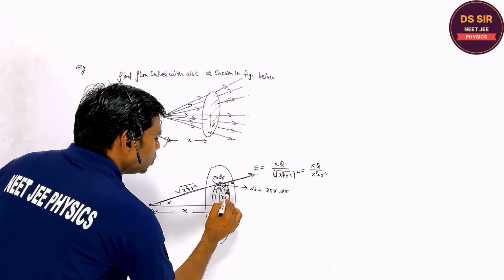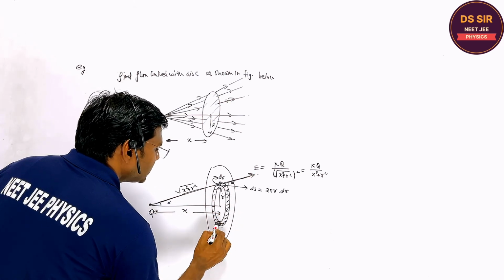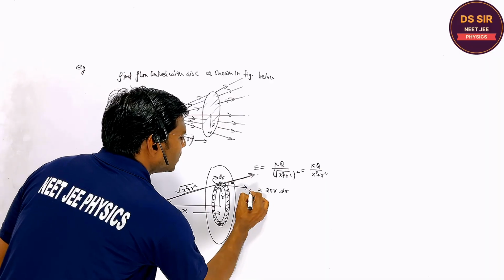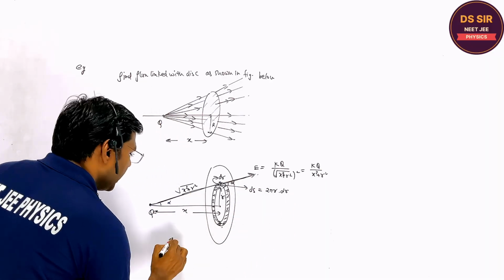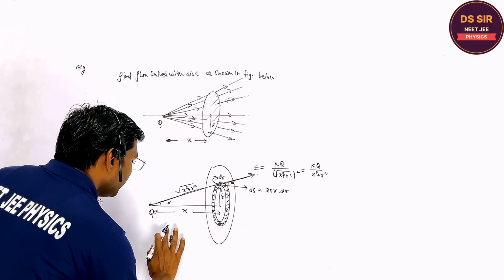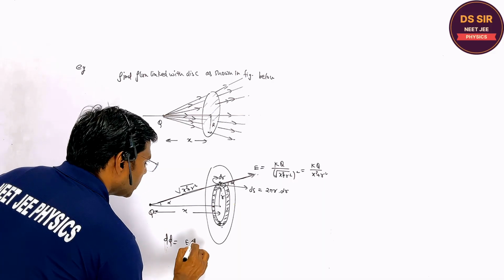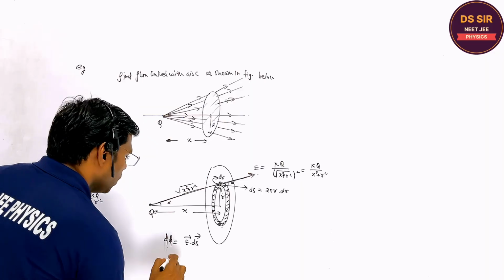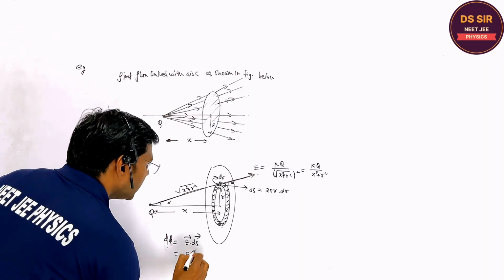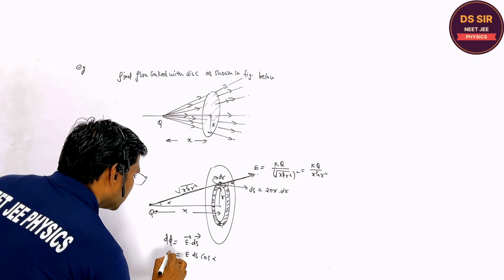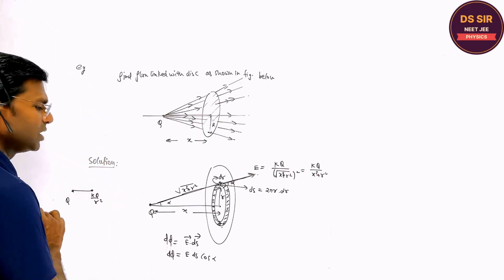So due to this small ring of width dr, whose area is 2 pi r into dr, we can write the elemental flux as E dot ds, which is nothing but E ds cos alpha. So this is d phi. Is it clear or not?